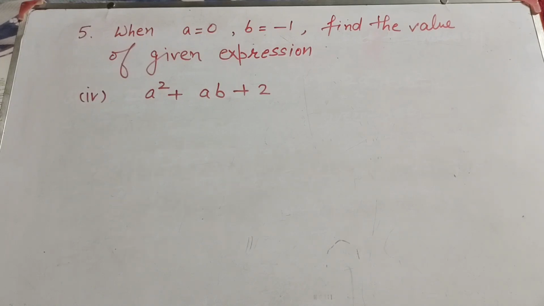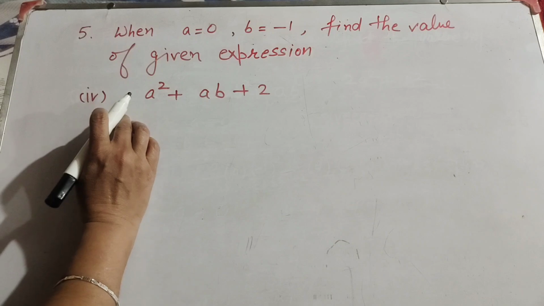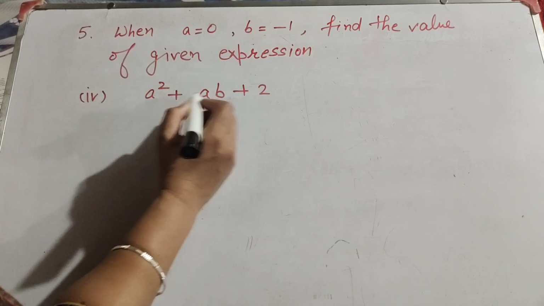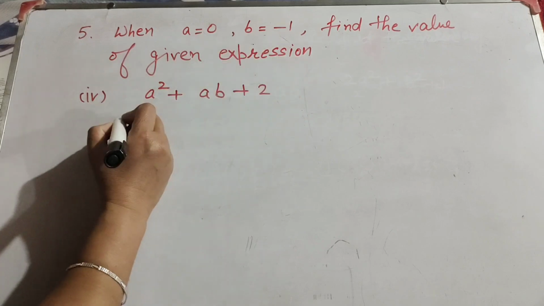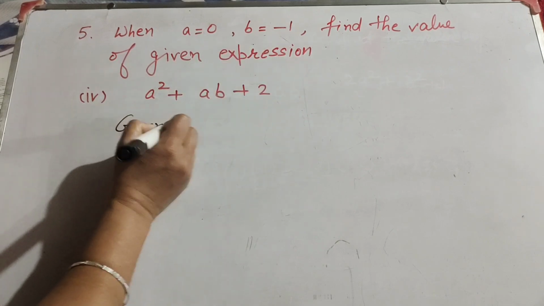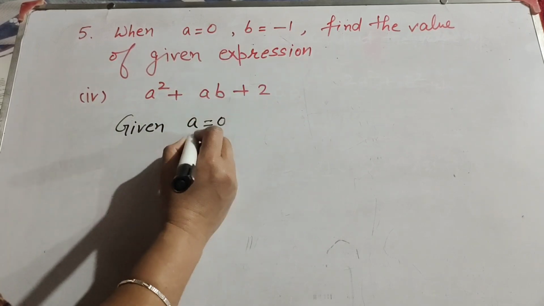So now we move to the next question, question number 4. It is a square plus ab plus 2. We find the value of this expression by using a equal to 0 and b equal to -1. So given is a equal to 0 and b equal to -1.